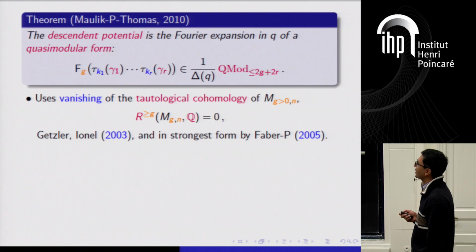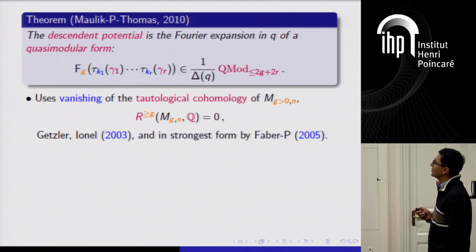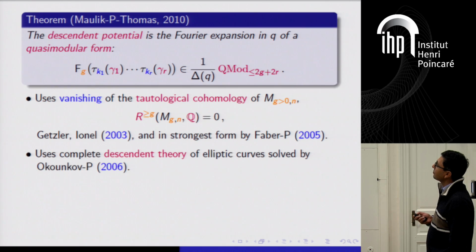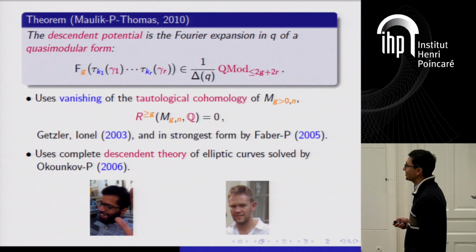So these go back to Ezra Getzler and Enrico Arbarello and Maurizio Cornalba, in the strongest form that I proved with Carel Faber in 2005. So we really need to know a lot about the geometry of the moduli space of curves. Then we also use this exact solution for elliptic curves that Andrei and I solved in 2006. So here's Richard Thomas and Devesh Malik. It's hard to photograph Devesh Malik. I caught him on the street near the Rue Mouffetard last year.